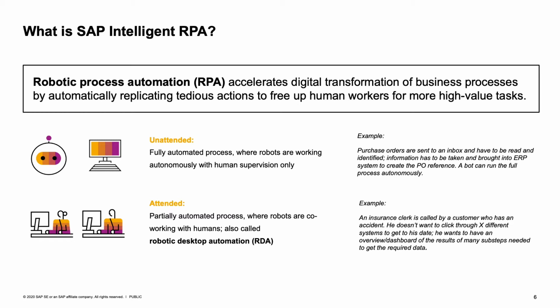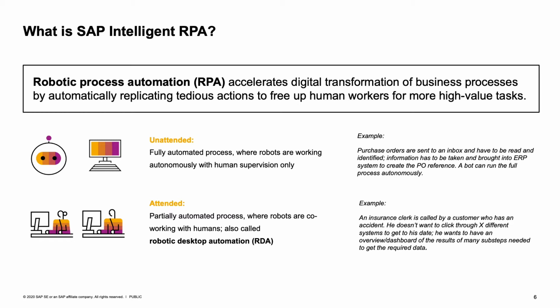There are two modes. Unattended bots are fully automated processes where robots are working autonomously with human supervision only. Examples are purchase orders sent to an inbox that have to be read and identified. Attended mode refers to partially automated processes where robots are working with humans, and is also called robotic desktop automation.